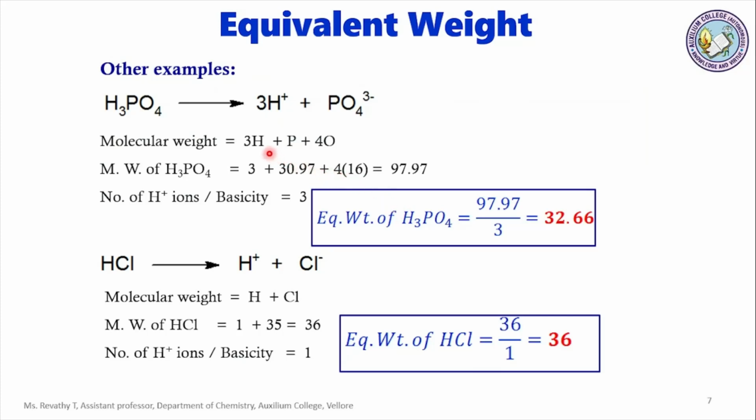Using the same formula, you can calculate equivalent weight of any acid. Here, we have taken phosphoric acid. Here, the number of replaceable H plus ion is 3 and the molecular weight is 97.97. Hence, equivalent weight is 97.97 divided by 3, which is equal to 32.66. The other example is HCl, which has only one replaceable H plus ion and the molecular weight is 36. Hence, equivalent weight of HCl will be equal to 36 by 1, which is equal to 36.